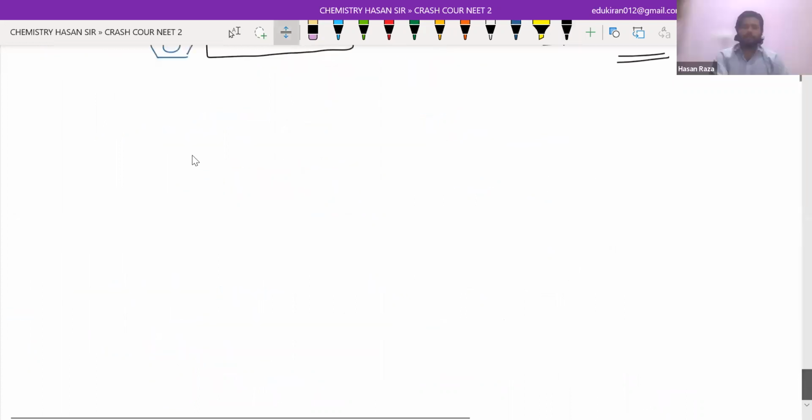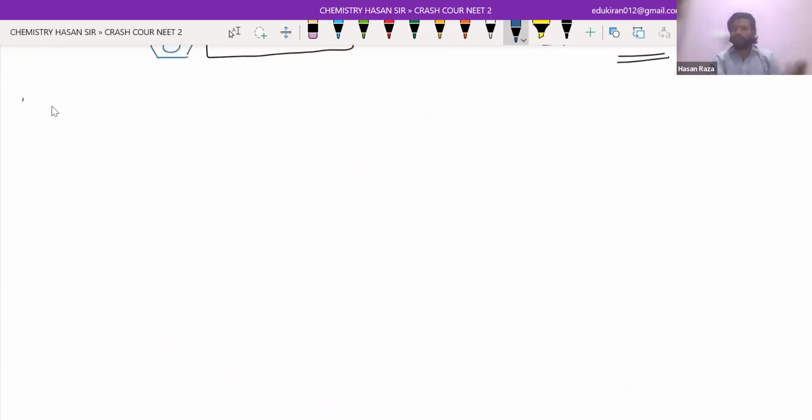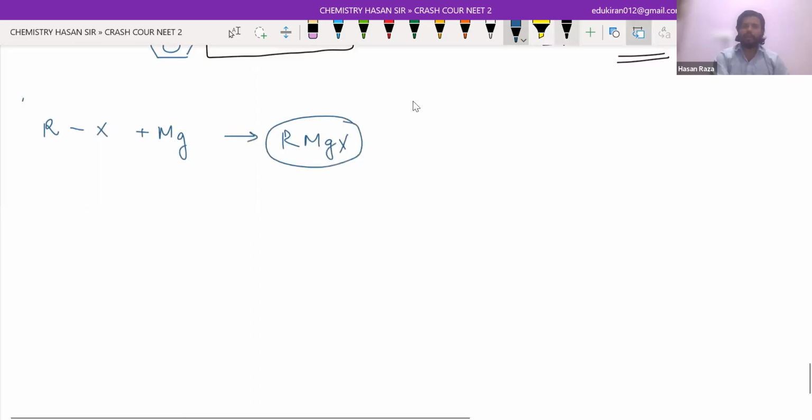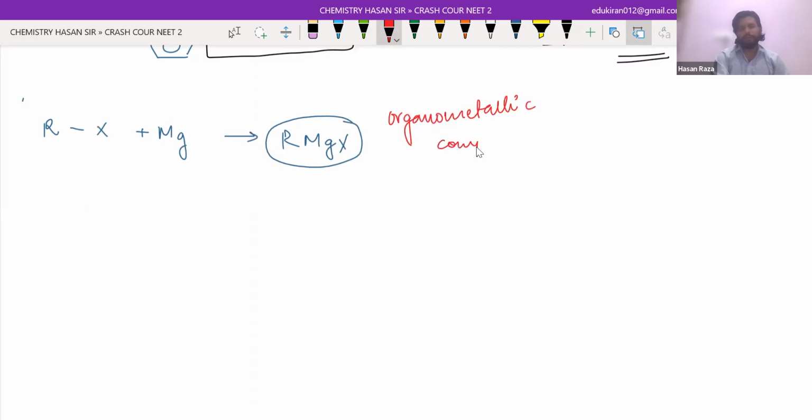The last reaction I'm going to give you is reaction with metal. If you react RX first with Mg, you will be getting RMgX. This compound is also known as an organometallic compound. And this reagent has a name: Grignard reagent. And it is very, very reactive.